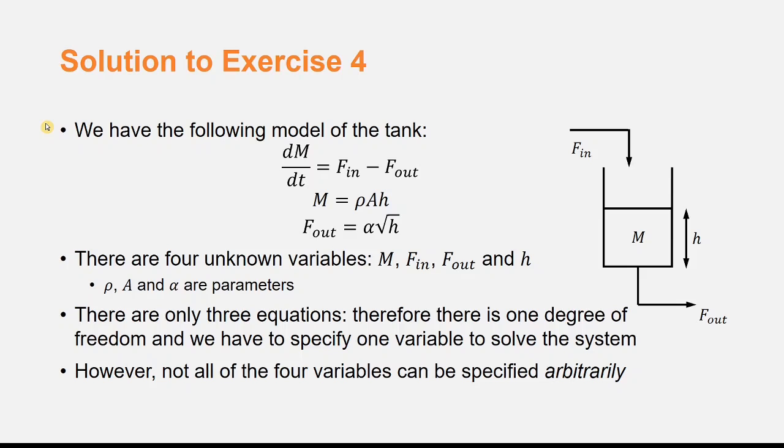You should hopefully have calculated that there is one degree of freedom. There are 4 unknown variables: m, F in, F out, and h. The liquid density ρ, tank cross-sectional area A, and alpha are parameters. Since there are only 3 equations, we need to specify one variable to solve the system. However, not all of the variables can be specified arbitrarily. Let's see why.